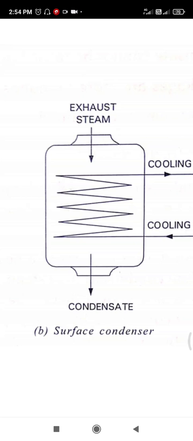Exhaust steam from the turbine is passed over these tubes through which cooling water is circulated. The steam is condensed by giving up its latent heat to the cooling water. The cooling water is then passed to a cooling tower where it is cooled by cool air and recirculated through the condenser. The condensate is pumped into a hot well, from where it is supplied to the boiler through a feed pump. This is the working of the surface condenser.